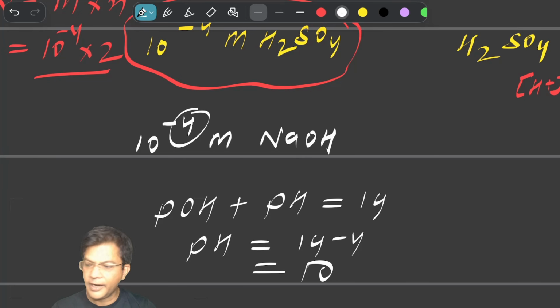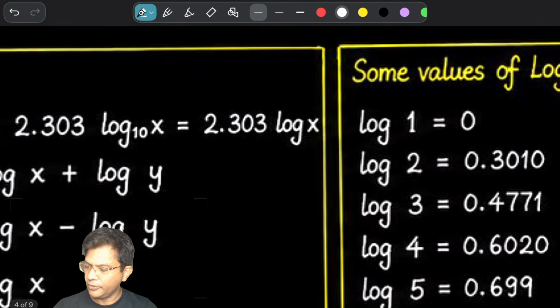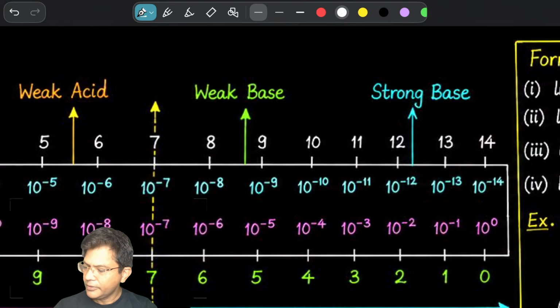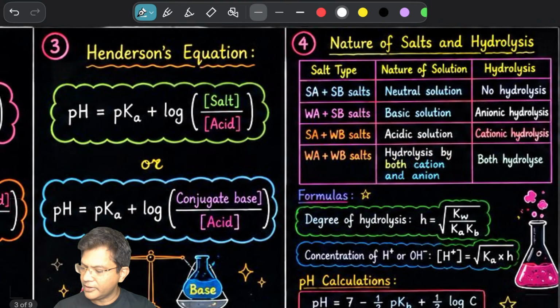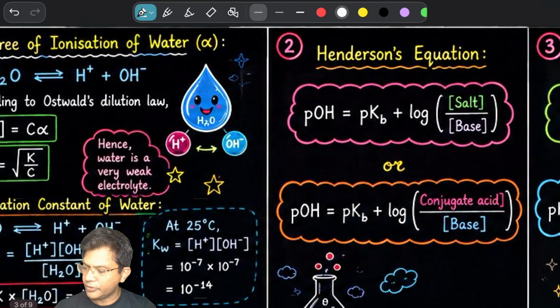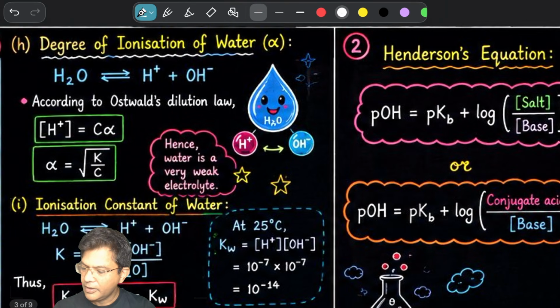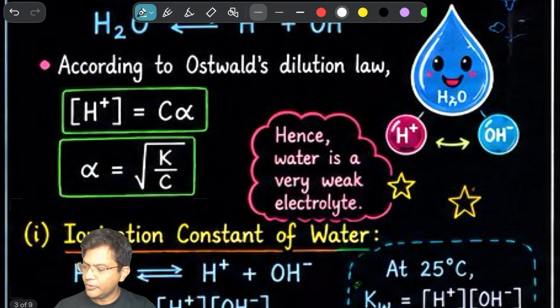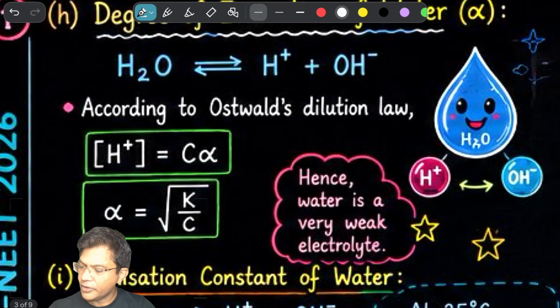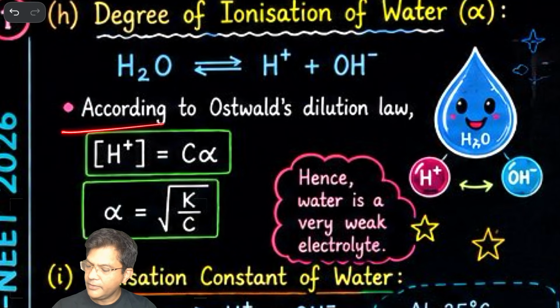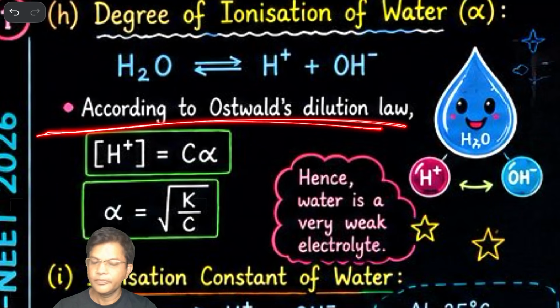Whenever you are provided with a weak acid, let me show you in my notes, there is Ostwald dilution. Ostwald was the scientist, and Ostwald said that if you are talking about any weak acid or weak base, then they will not fully ionize. That means their alpha will not be equal to 1. That means their H plus we cannot get directly from their molarity or normality.